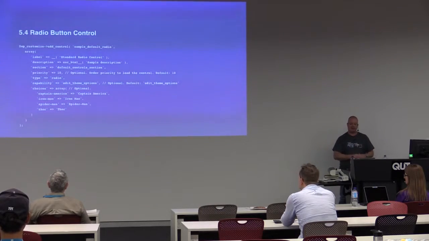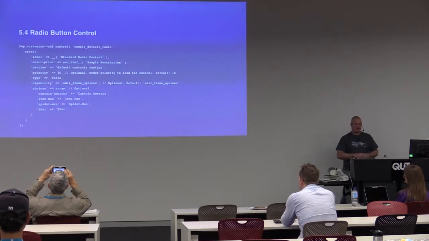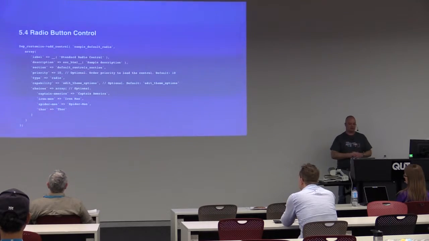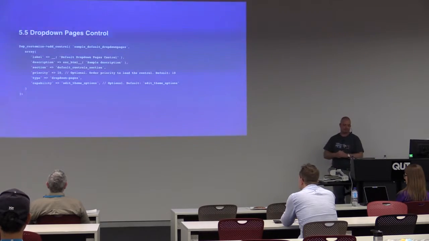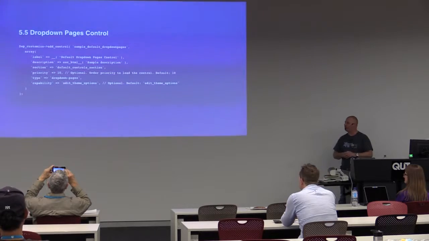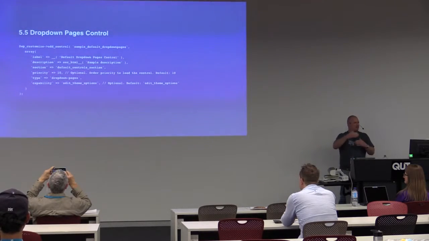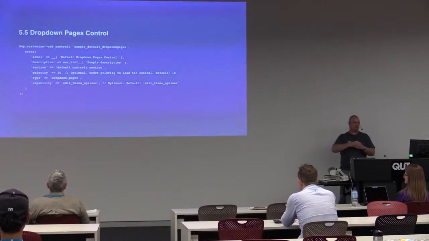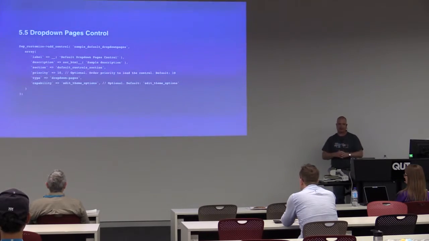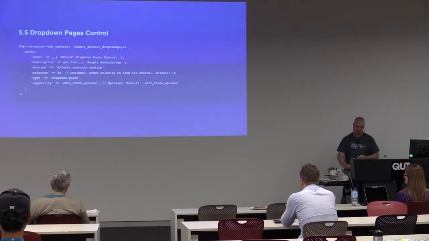So for the radio button control, the type would be radio. And as I mentioned, like select controls, you can pass an array of choices, so you pass an array of all your radio button options. The drop-down pages control, as I mentioned before, is basically a select list. It gives you a list of all your pages and posts on your site. So it's nice and handy. You don't have to actually do any queries to retrieve all that. And all you do, you set the type to drop-down pages.